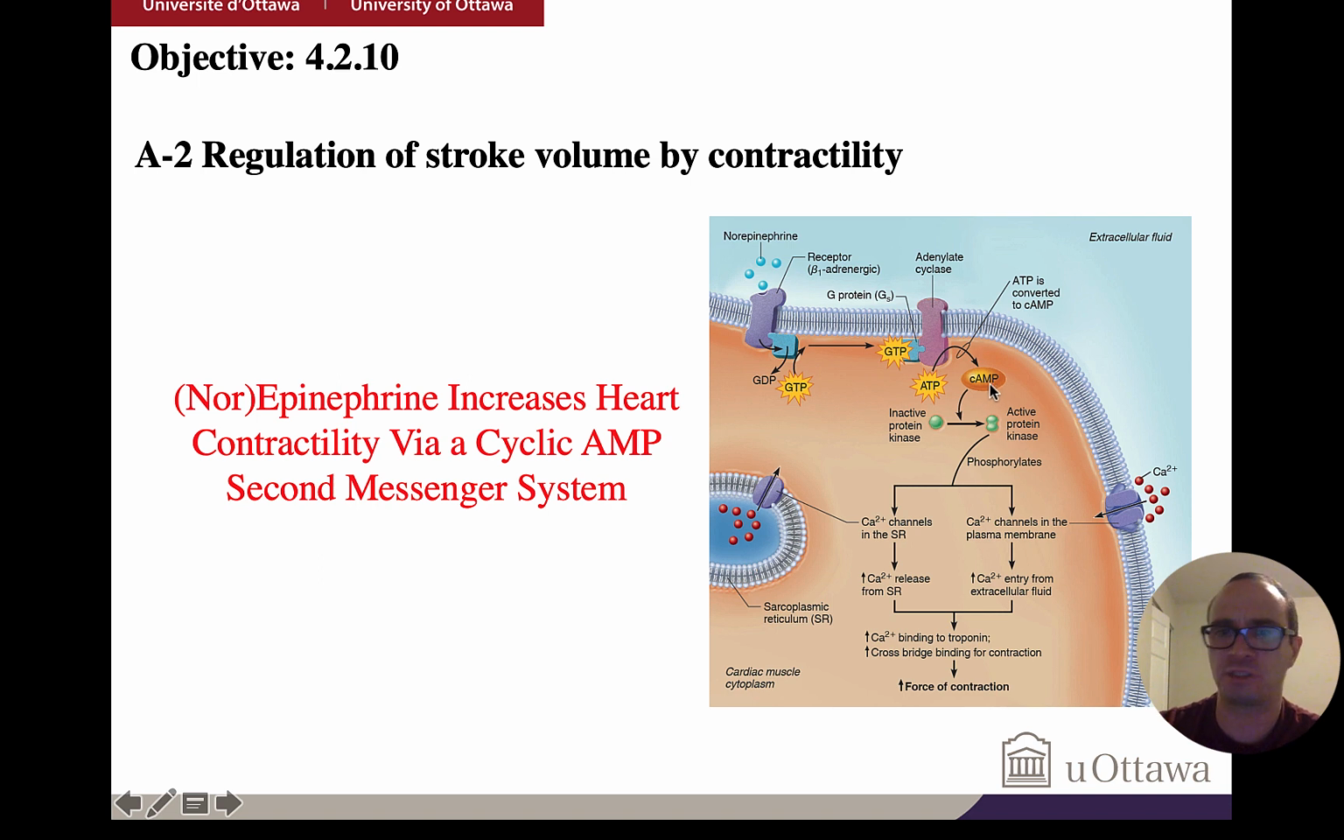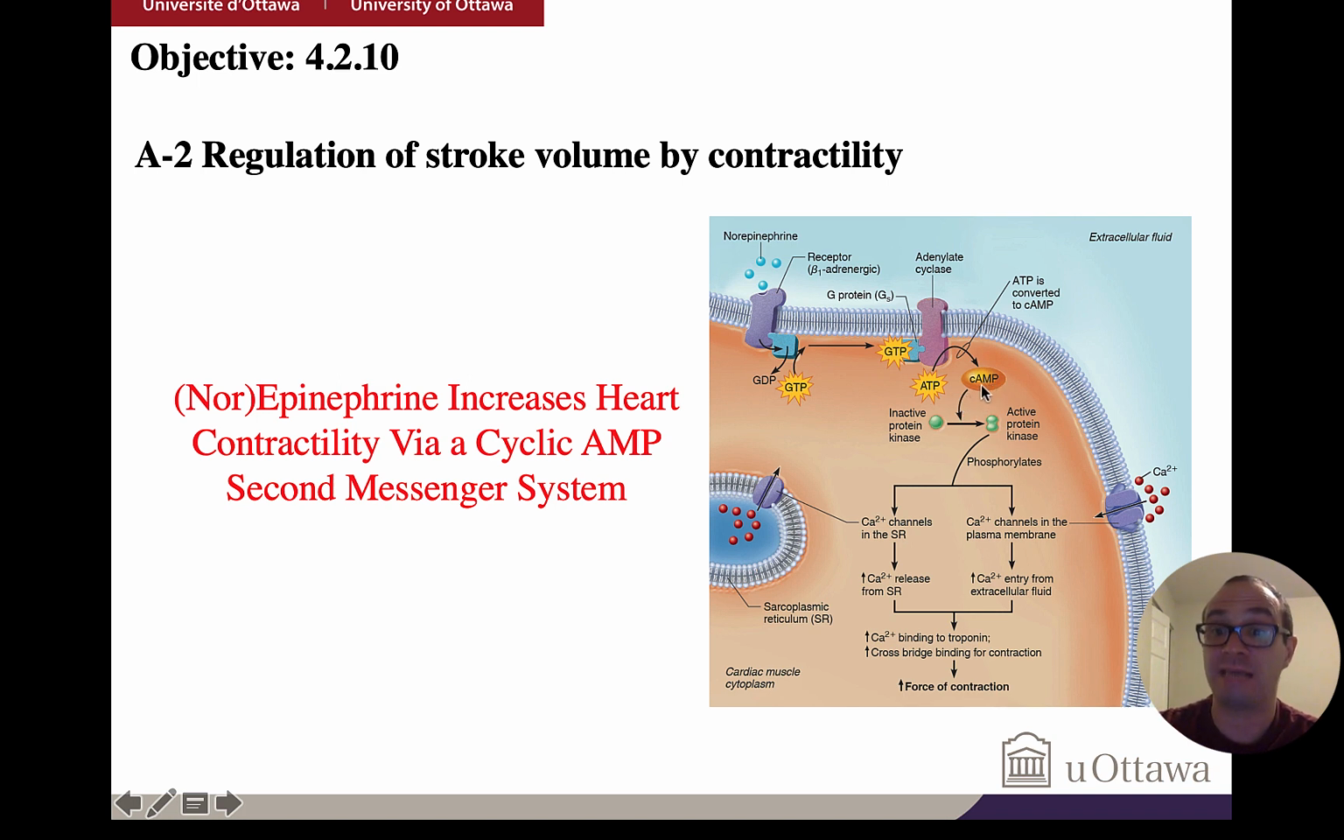So let's just review that already. So norepinephrine is activating a G protein. G proteins in their GTP-bound state will activate something called adenylate cyclase. This will convert ATP, which you should recognize as the energy currency of the cell, to something called cyclic AMP. Cyclic AMP does a lot of things.